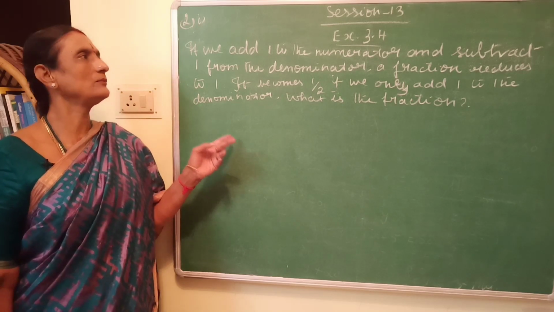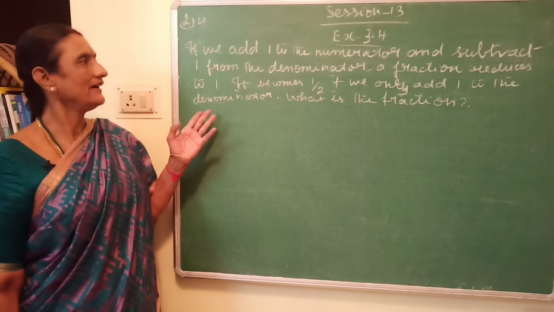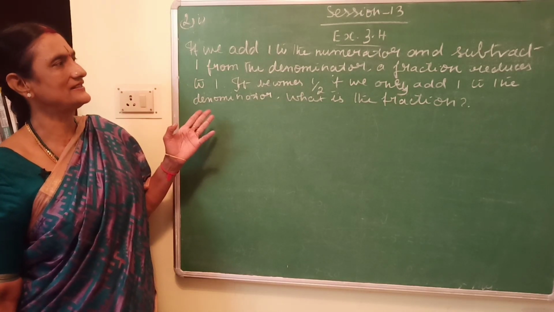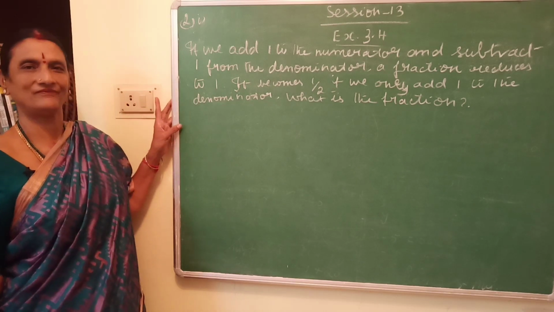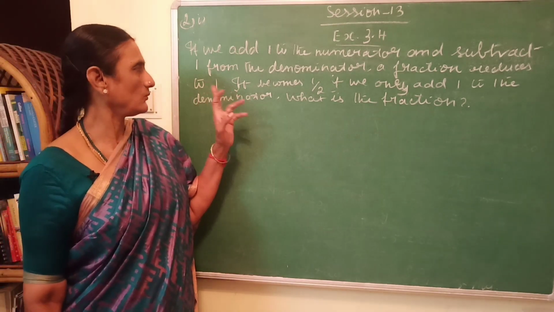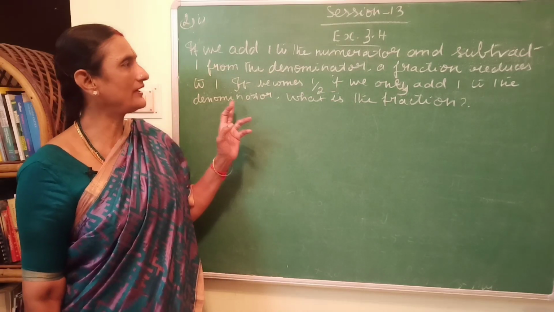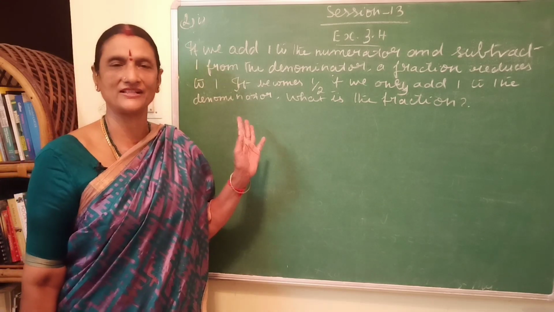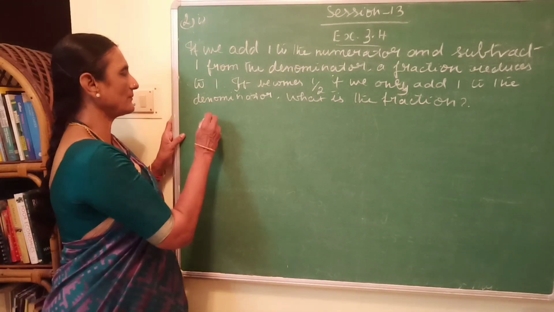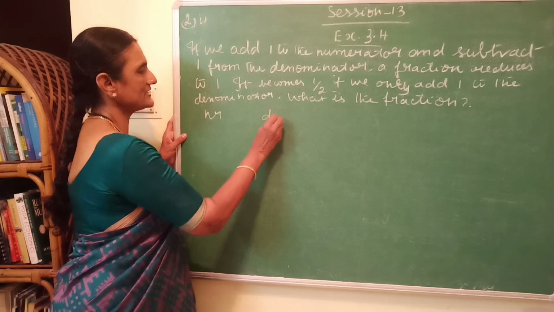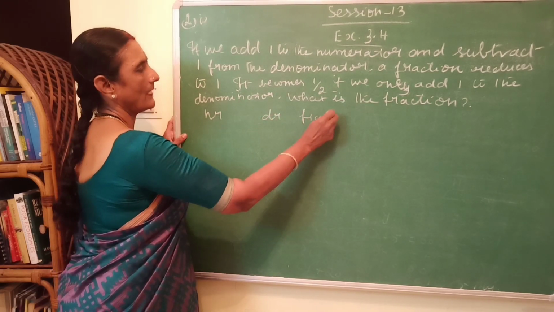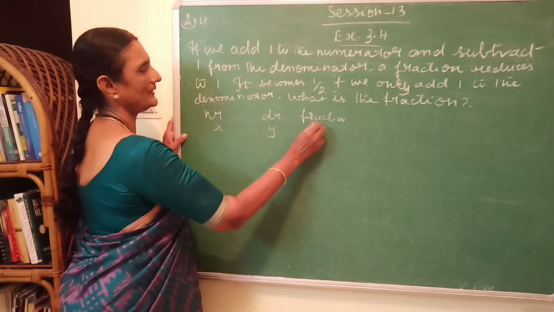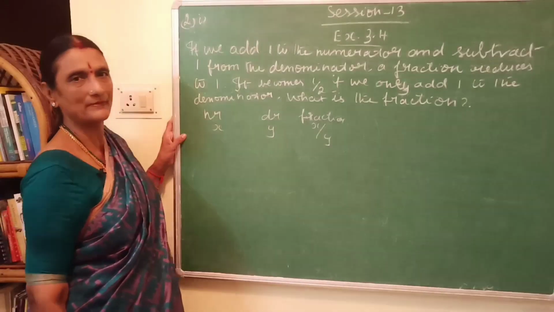Now we will move on to the question. The question says, if we add 1 to the numerator and subtract 1 from the denominator, a fraction reduces to 1. If we only add 1 to the denominator, it becomes half. What is the fraction? So in a fraction sum, always you should have numerator, denominator, fraction. Now numerator is x and denominator y, means the fraction is x by y.